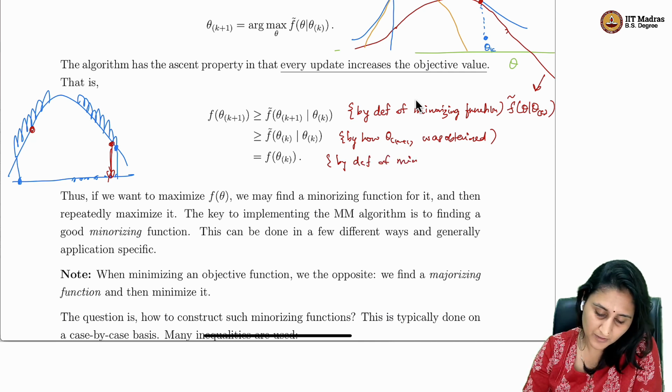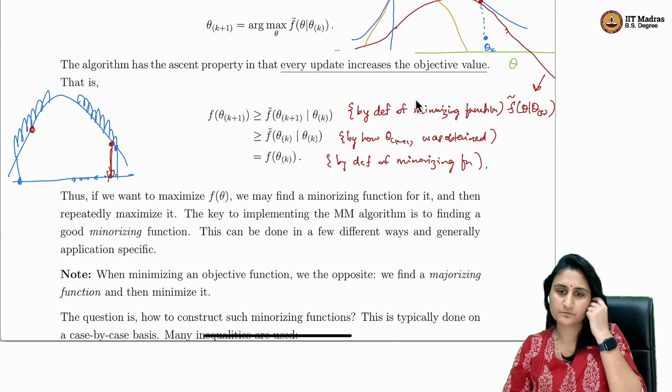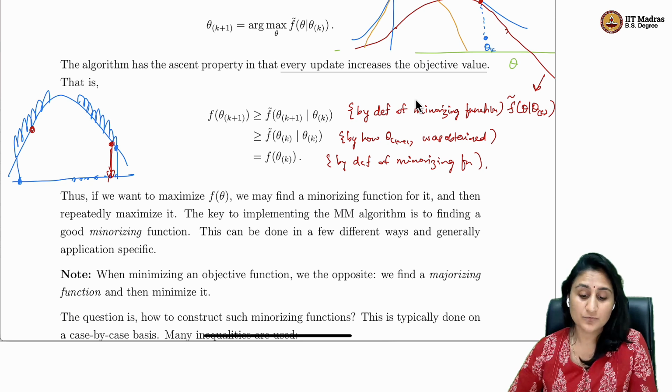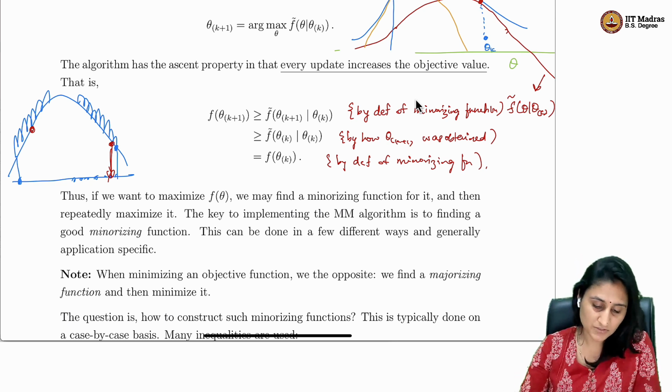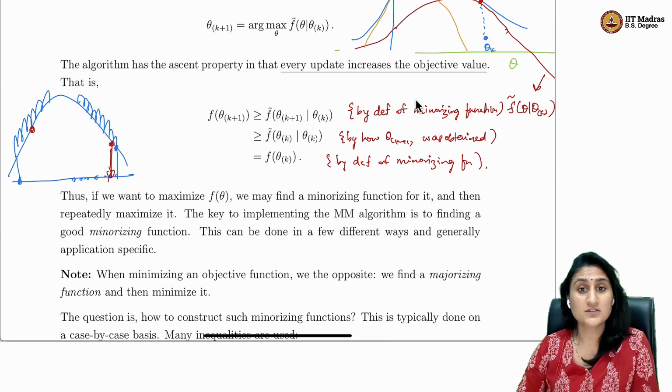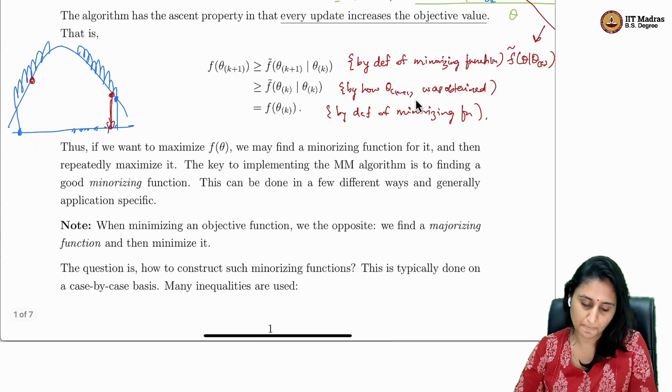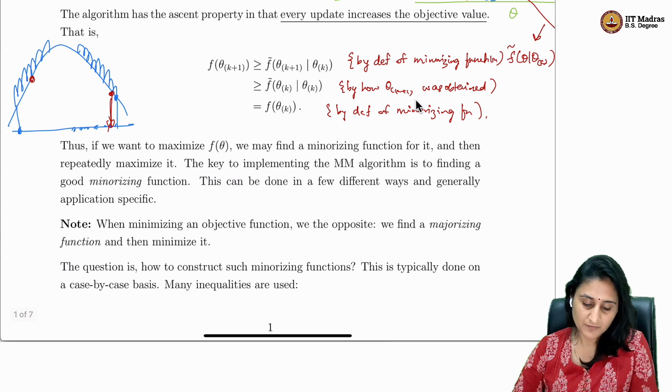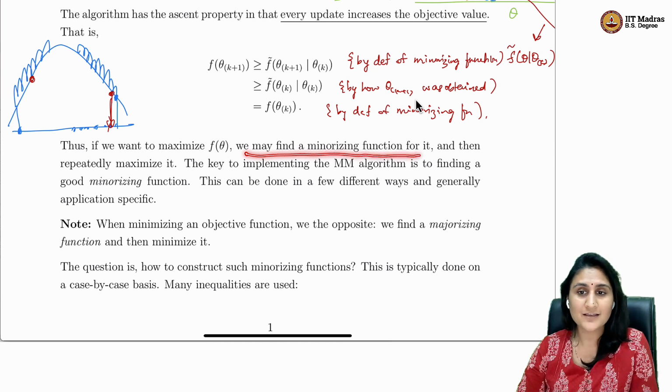So the minorizing part is truly critical for the ascent property, right? And so what this means is that wherever we are, we will always climb up the objective function until we can't potentially climb any more near it. Now, this algorithm still converges to a local maxima and not a global maxima. It isn't guaranteed to converge to a global maxima. Okay. Nonetheless, this means that if we want to maximize f theta, we may find a minorizing function for it.